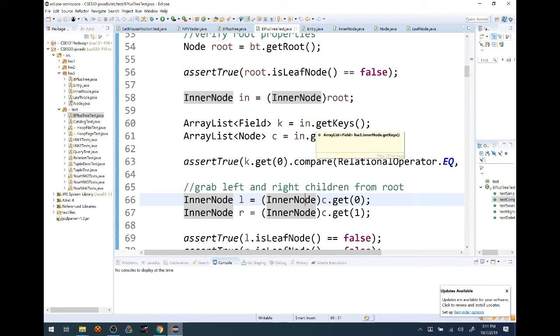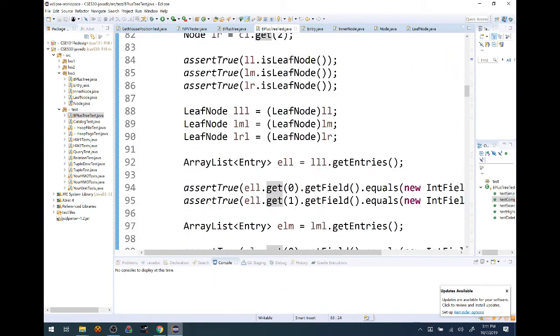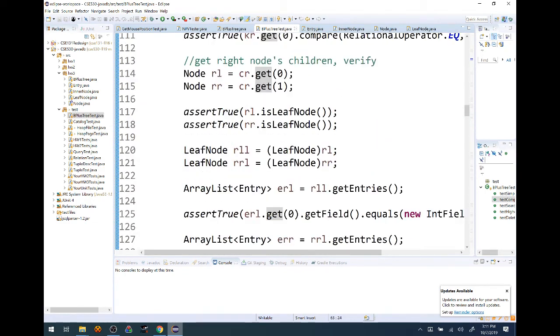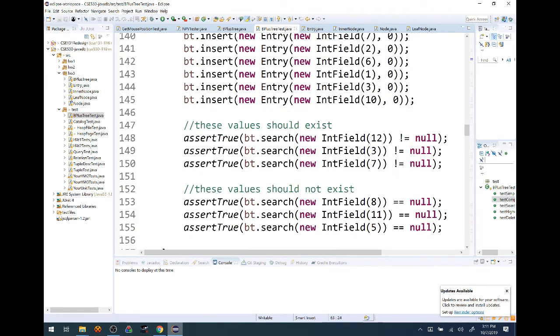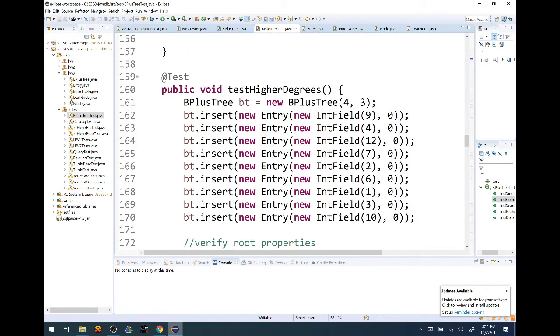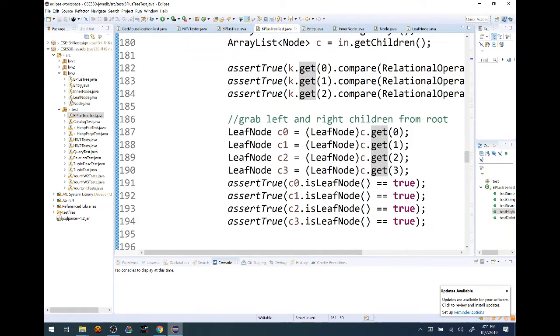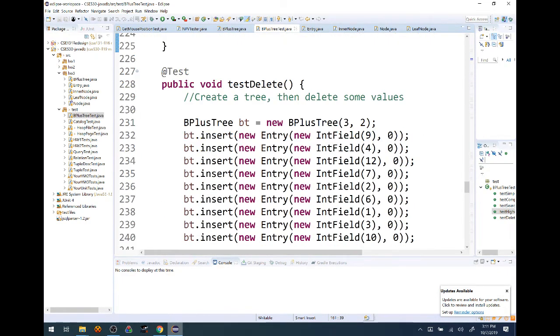It might require you to sketch the tree out on a sheet of paper, right, to make sure you understand what the structure is going to be. That's good practice for you, so please do that. Now, for the methods that I provided to you, I have an insertion test, I have a search test, and then I have one test that tries to test for higher degrees, so 4 and 3. I believe I have a deletion test down here as well.